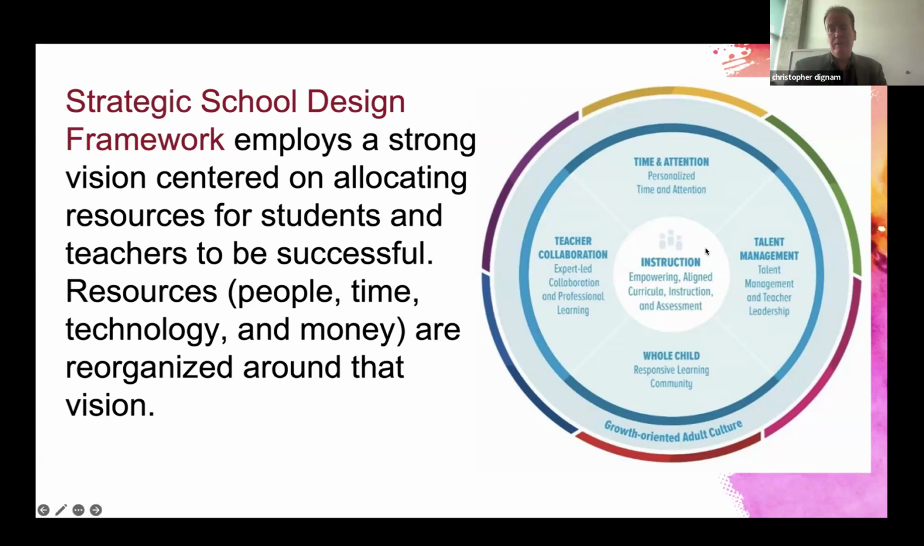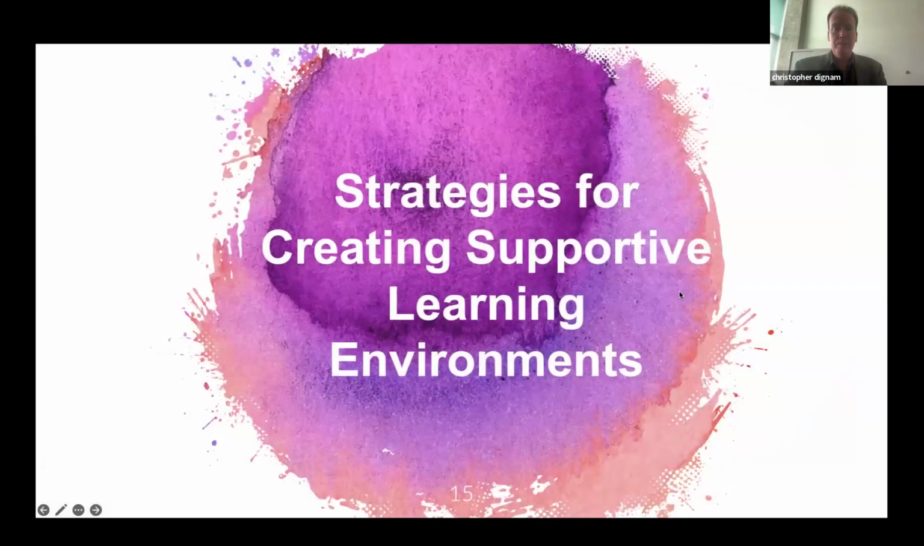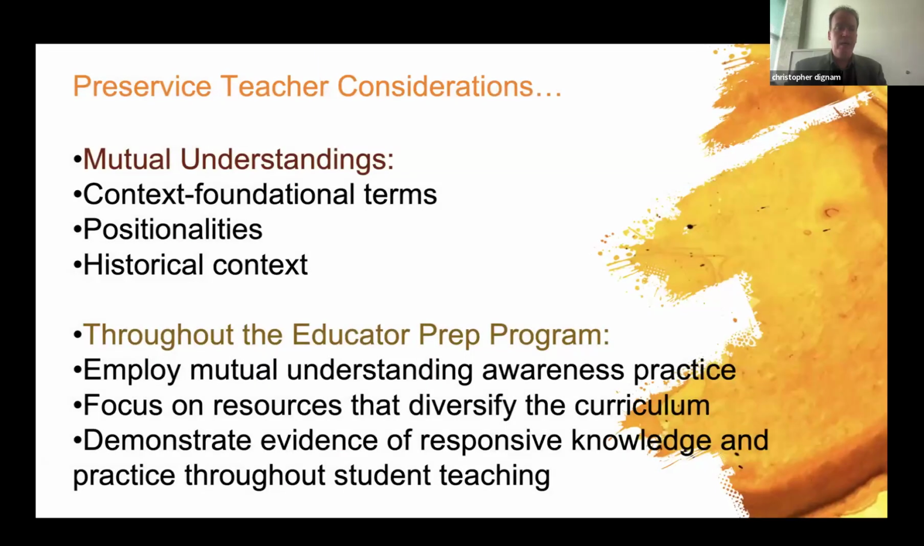And we need to be very deliberate that they reflect our culture and values. So in summing this up, some strategies for creating supportive learning environments, whether they are our pre-service teachers, our prep programs, even our rising administrators, our current teachers who want to be a principal. It's context, foundational terms. How do you really employ this? What do we really do?